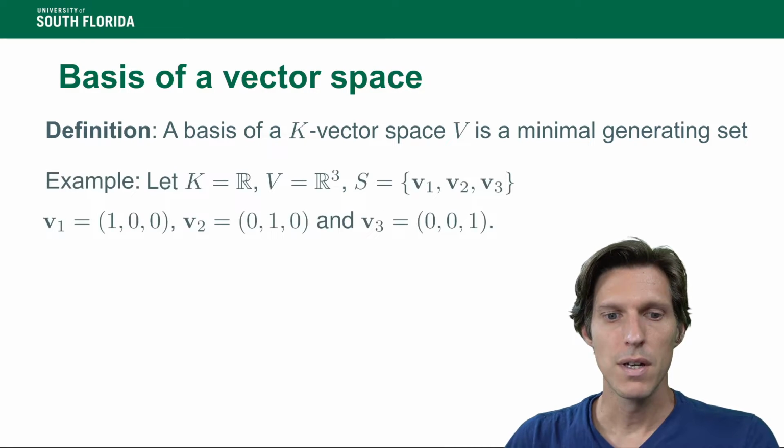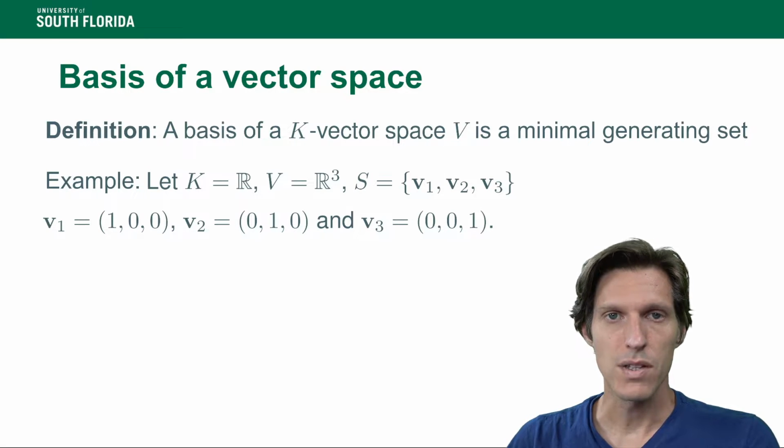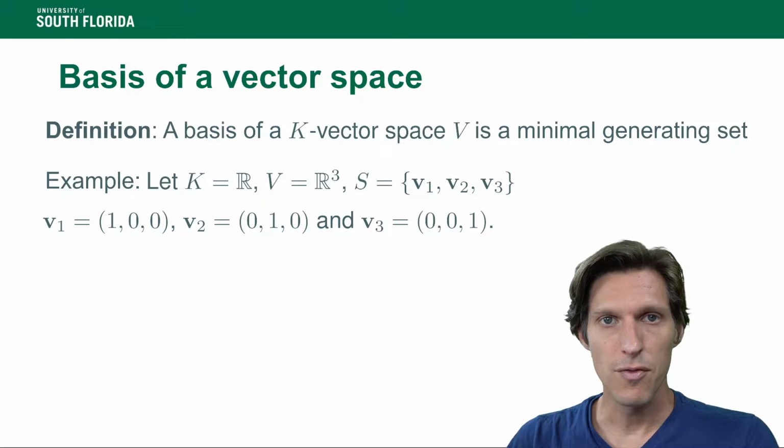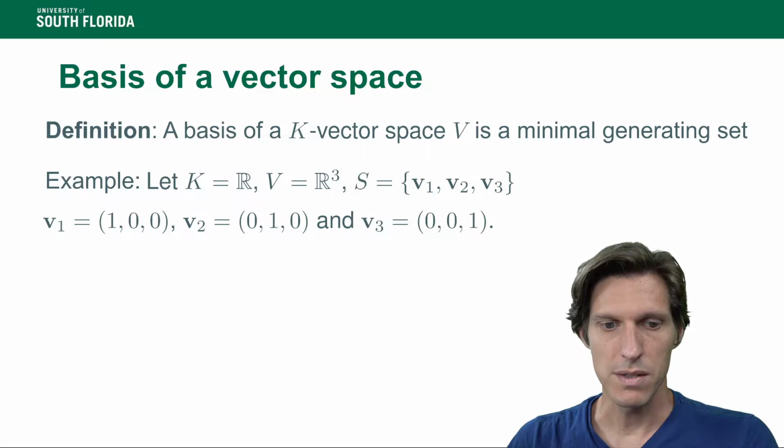So if S is a family of vectors, a set of vectors, and if V is the span of S, then for S to be a basis, it must be that there's no subset of S such that V is the span of that subset.